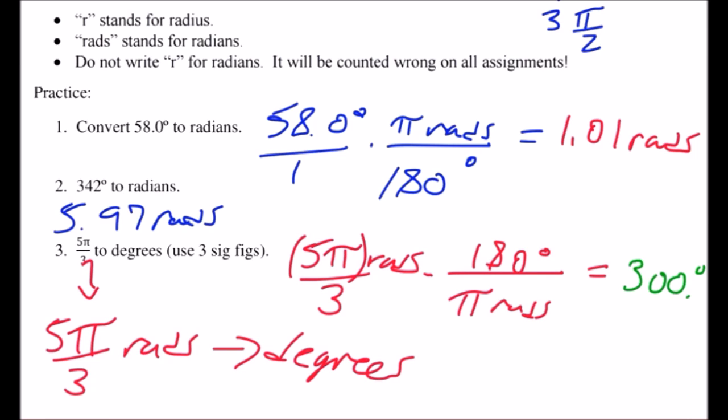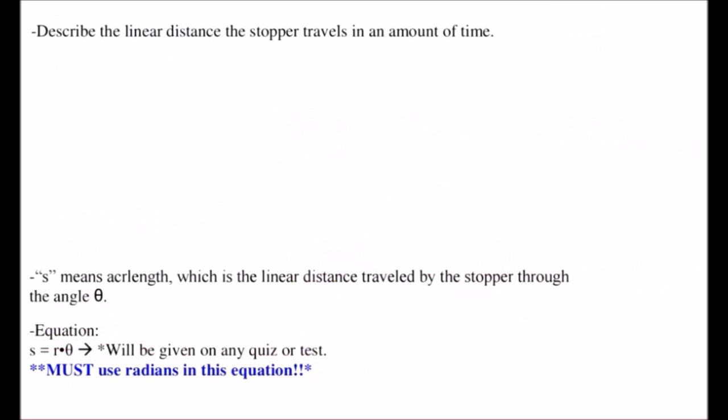All right, let's move on. Let's describe the linear distance that a stopper will travel over time. I'm going to make myself this little arc here to the best of my ability. There's the stopper at its first position. Here it is at its second position. We've got this angle theta, which would change over time. Both of those are the radius. The radius would not change.